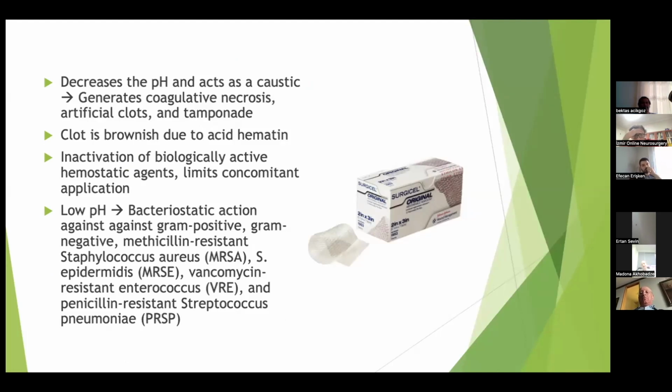And when we apply biologically active hemostatic agents like thrombin along with this Surgicel, the thrombin will get inactivated. So it is not advisable to use Surgicel along with other live hemostatic agents like thrombin. Then the low pH will help prevent bacterial growth. So it has got bacteriostatic action against multiple organisms.